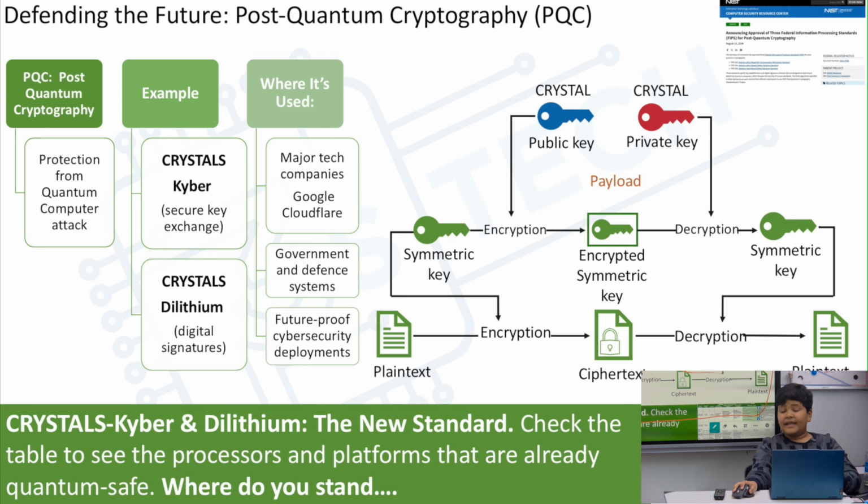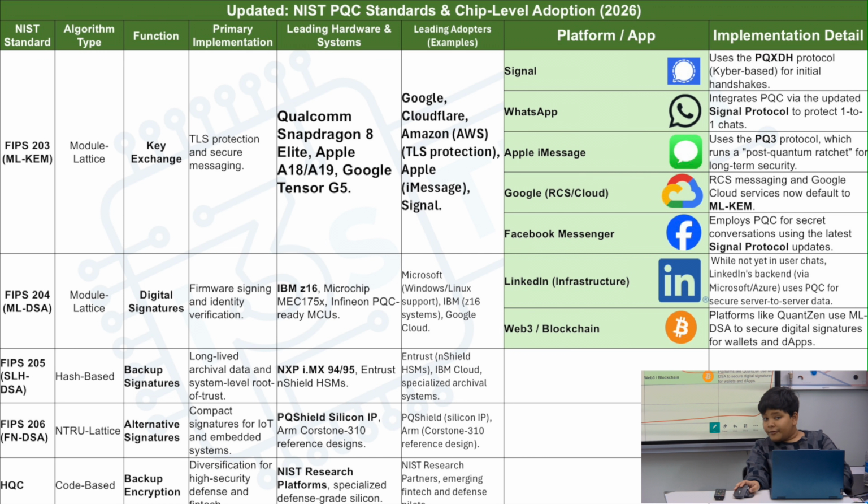So you can see here, companies have already started using them, some on the software end, some on the hardware end. The software ones are Signal, WhatsApp, Apple iMessage, Google, Facebook, LinkedIn, and the blockchain. Those are implementing or starting to implement PQC. Some hardware like the IBM Z16. The IBM Z16 is one of the first chips with a PQC module built into the hardware, in the semiconductor. There's a module for PQC.